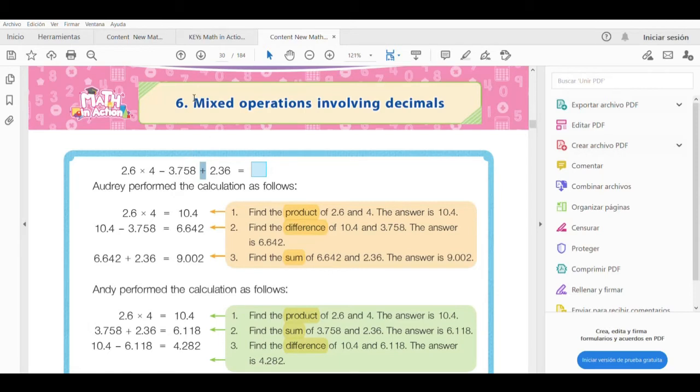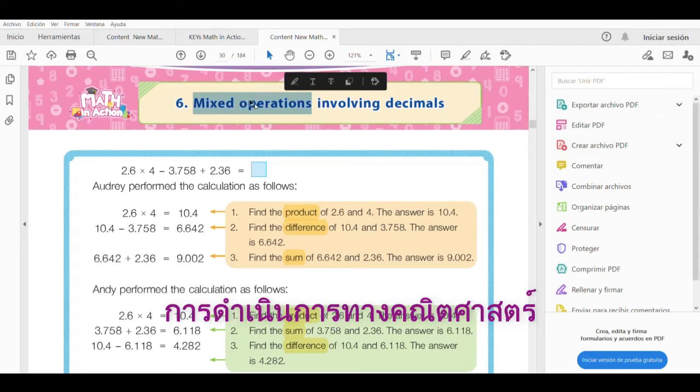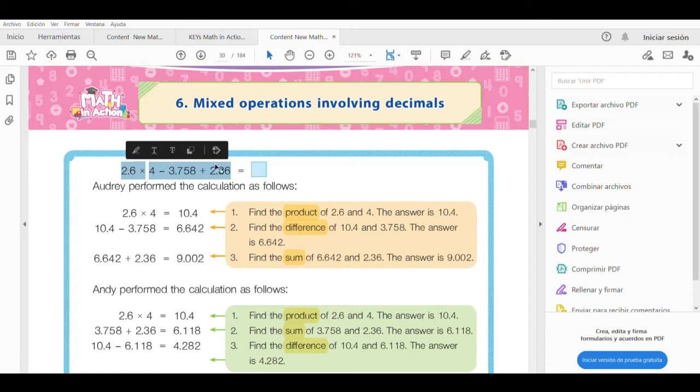But today we learn a new step forward. Mixed operation. What does it mean? A mixed operation involving decimals means that we have multiplications, subtractions, and additions in the same operation. So, for example, how do you do this mixed operation?